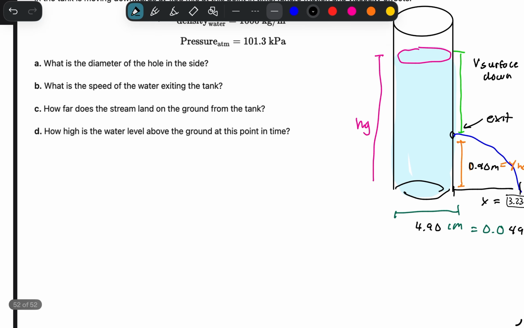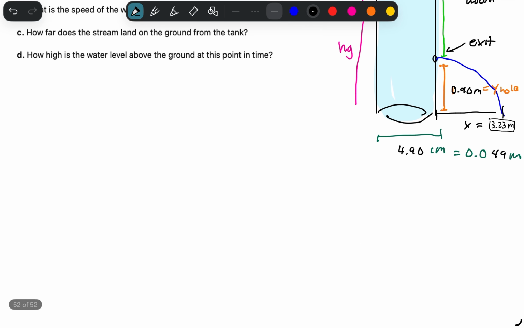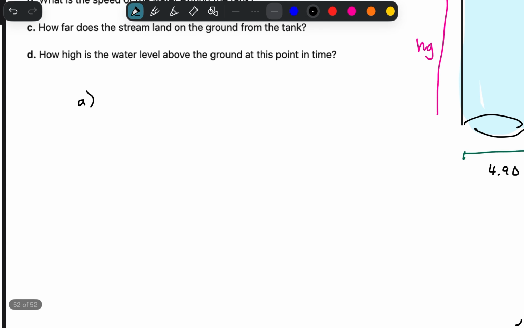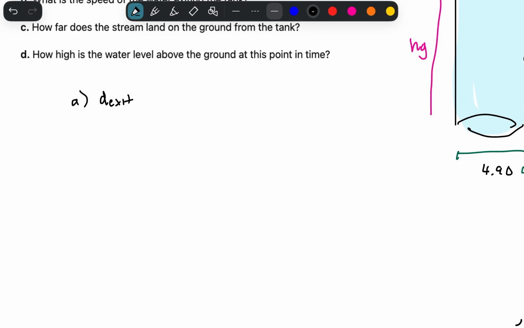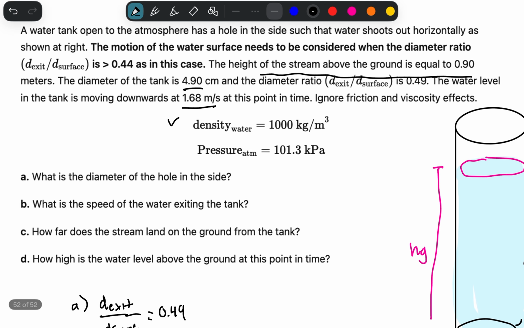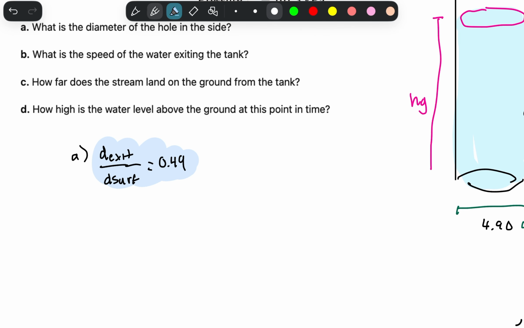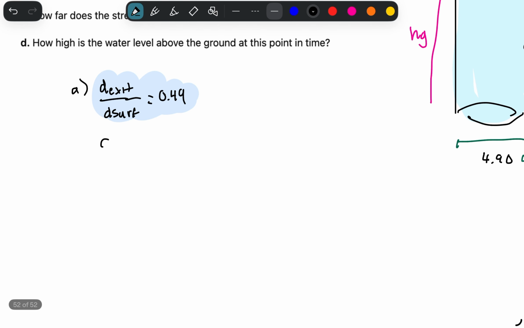And we have our density of water and atmospheric pressure. So we want to find first what the diameter of the hole is on the side. That's d exit over d surface. That's 0.49 as given in this part of the question over here. So d exit would be 0.49 times the surface.